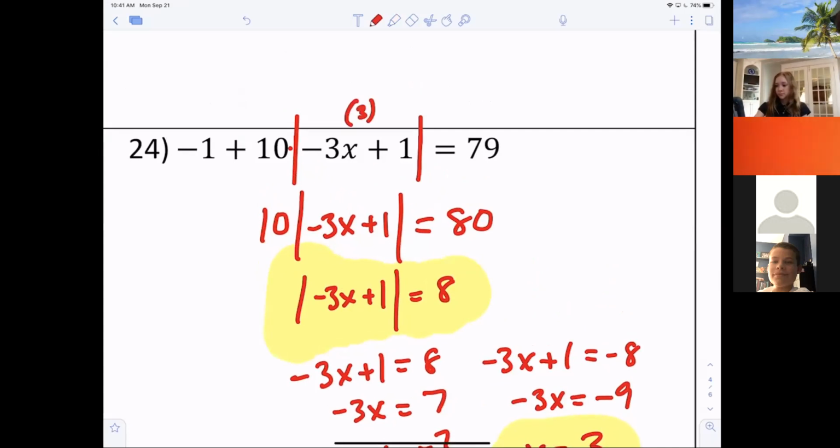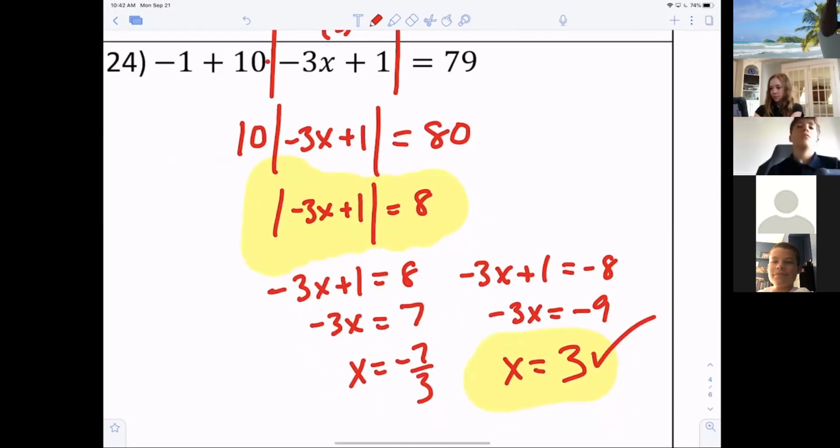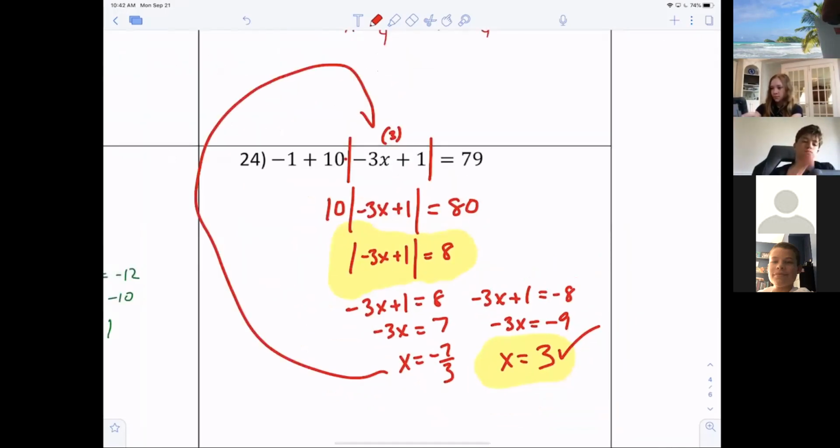What's negative 3 times 3? Oh my goodness. Will someone please tell me? Negative 9. Negative 9 plus 1. Negative 8. What's the absolute value of negative 8? 8 times 10 minus 1. That works. Wow. That's how I know that's an answer. And what do you think is going to happen when I plug in negative 7/3 up here? The final answer is going to be 79.